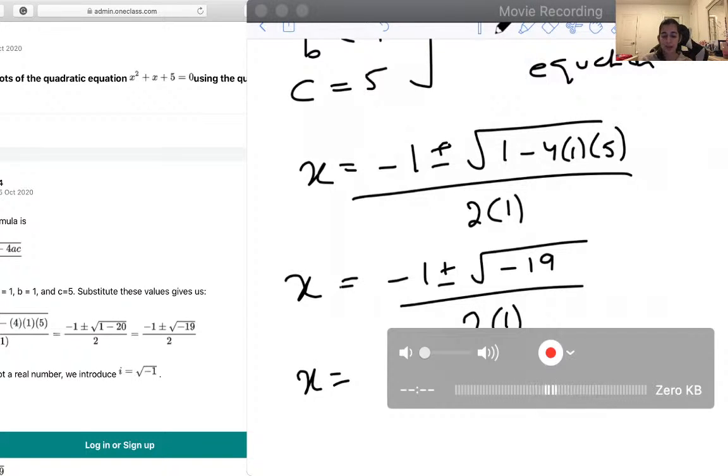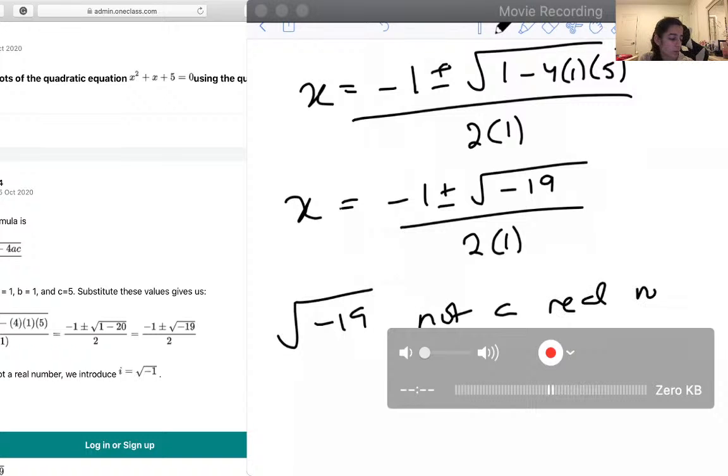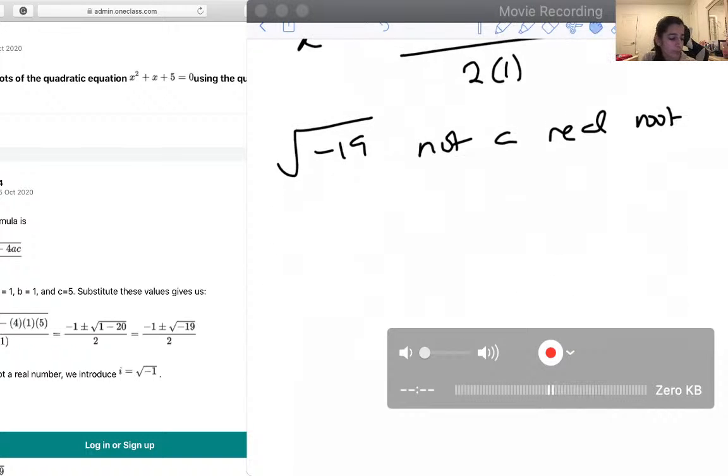And since we have negative 19, because you can't have a negative underneath a square root, because it won't end up being a real number, we introduce i, which is equal to the square root of negative 1. So i is equal to the square root of negative 1.